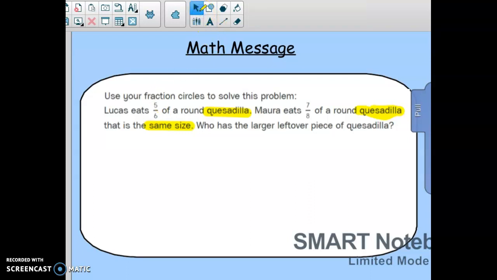Pause this video to solve the math message. You might choose to solve the math message on ConnectEd or on the back of one of your math journal pages you have printed for today.